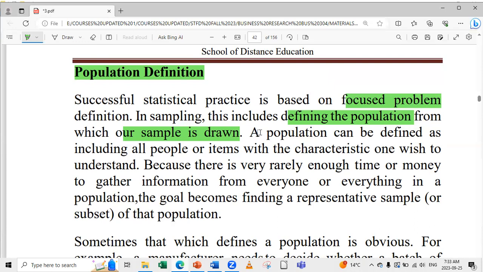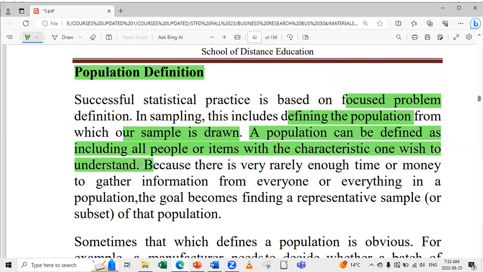A population can be defined as including all people or items with the characteristics one wishes to understand. So this is the population, the overall, everything. Like I told you, if you are testing a prescription or pills, then the population is all the pills of the factory, the pharmaceutical factory.